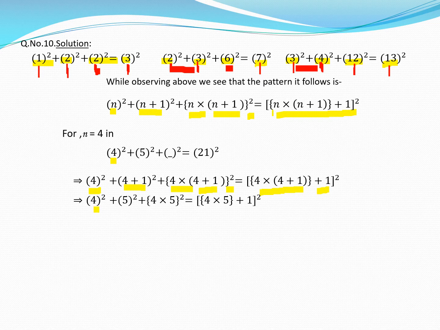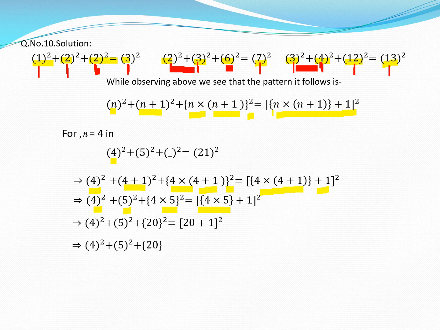So you will get 4 square plus 4 plus 1 is 5, plus (4 into 5) whole square equal to (4 into 5 plus 1) whole square. And then you will get 4 square plus 5 square plus 20 square equal to (20 plus 1) whole square. Then at last you will get 4 square plus 5 square plus 20 square equal to 21 square. So the missing number is 20. The same you will use to find out the other missing numbers.